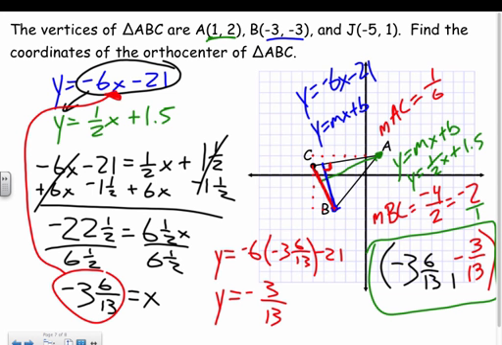Whew, that took a little bit of work. But use the things that you know, right? To find intersecting lines, I need a system of equations. You know how to find equations of lines in slope-intercept form. It just takes a little bit of thinking.